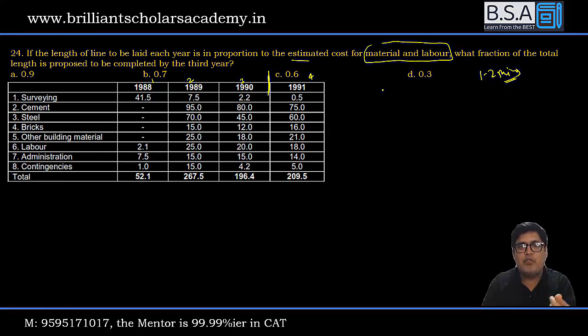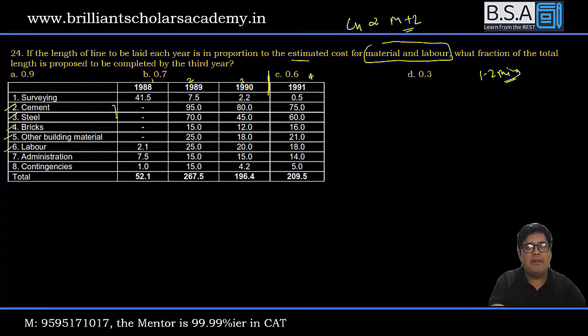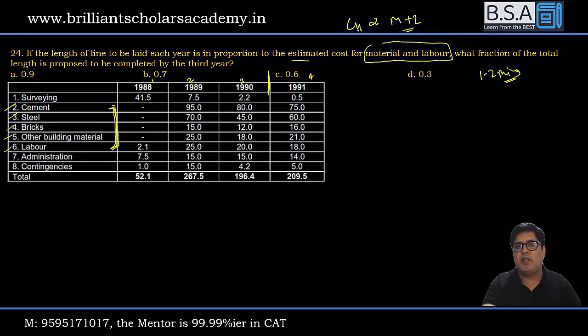It is proportional to what? The length is proportional to what? Material and labor cost. These are all materials: cement, steel, bricks, other building material, and labor. So you will have to add up these numbers and then work with proportionality. Go on, give it a shot. The total length of the railing or railway is proportional to material cost and the labor cost. Proportional. How much percentage or what fraction of the length has been laid, approximately speaking, by the end of third year?